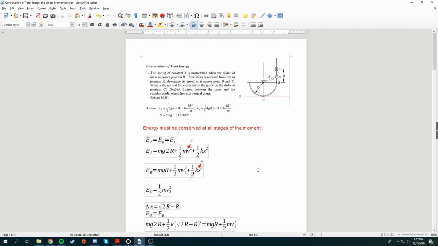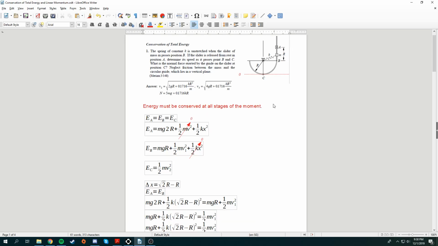Okay, for this video we'll be using conservation of total energy to solve this kinetics of particle problem. In this question, it states the spring of constant K is unstretched when the slider of mass M passes position B. If the slider is released from rest in position A, determine its speed as it passes points B and C, and what's the normal force exerted by the guide on the slider at position C. I'll neglect the friction between the mass and the circular guide.